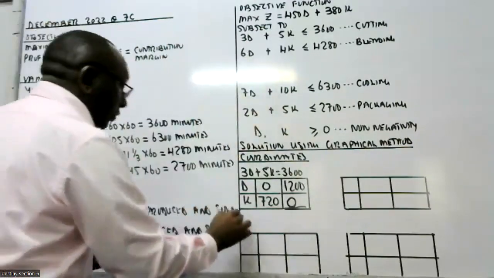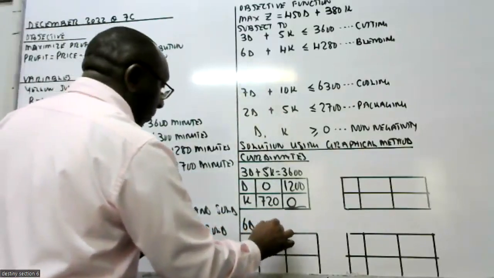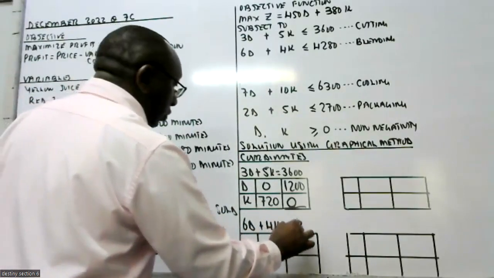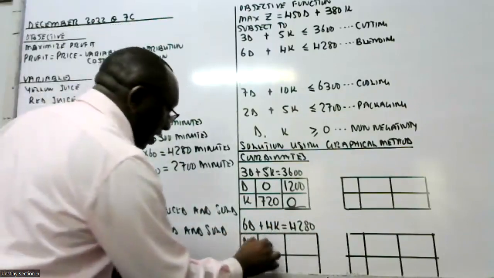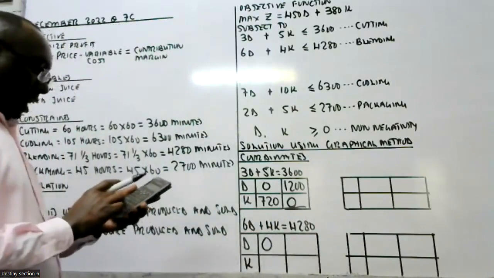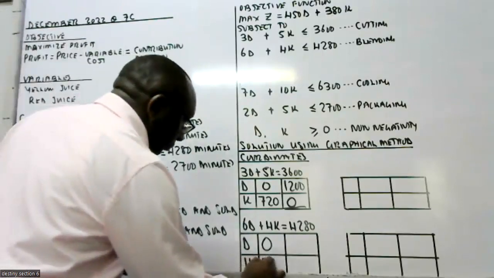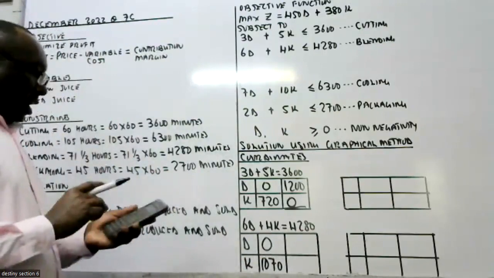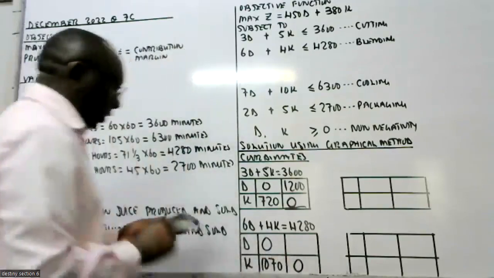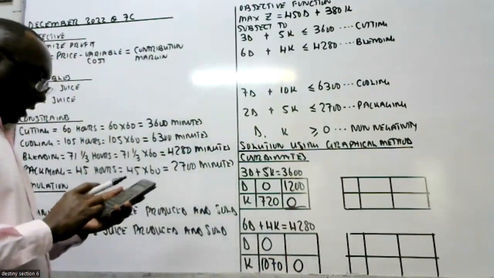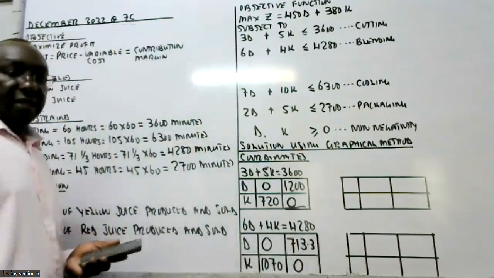Then you take this other one, 6D plus 4K is equal to 4,280. So this is D and this is K. So if D is 0, 4,280 divided by 4 is 1,070. And if K is 0, 4,280 divided by 6 is around 713.3.